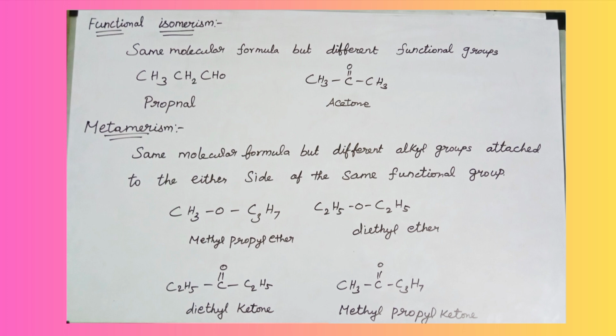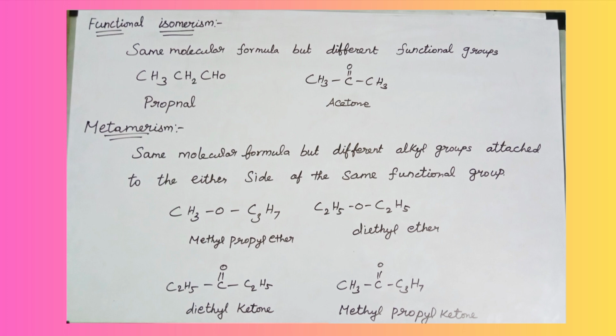Functional isomerism. Different compounds having the same molecular formula but different functional groups. Example: propanal, CH3CH2CHO, and acetone, CH3COCH3. Propanal has an aldehyde functional group. Acetone has a ketone functional group.